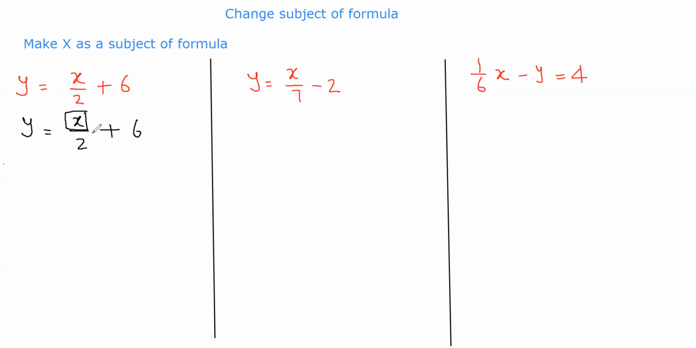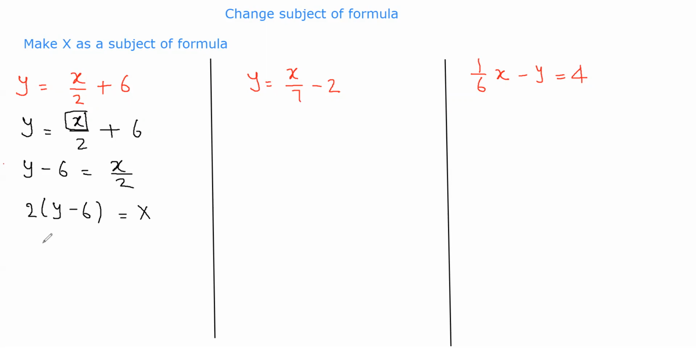So we have to shift all other things to the left hand side here. First we'll shift the plus 6 to the other side. So that will become negative 6. So y take away 6 is equal to x over 2. Now this 2 is in divide right now. When you shift it to the other side, that will come in multiply. So 2 multiply (y take away 6) is equal to x here.